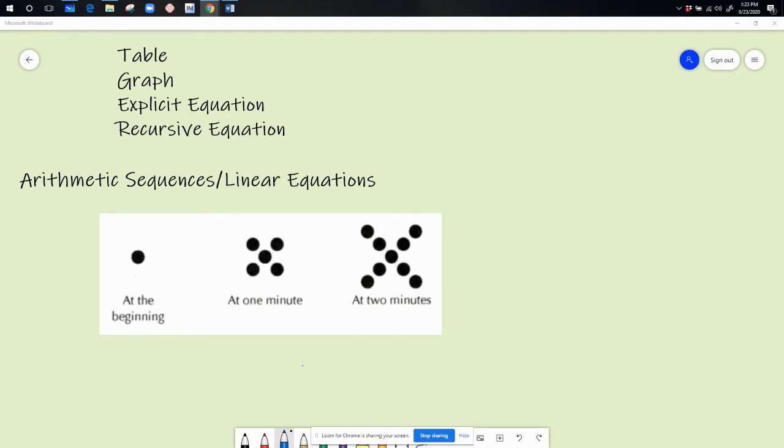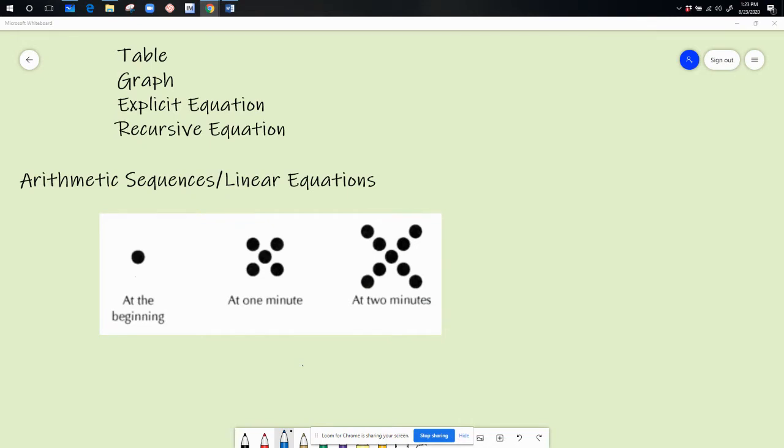All right, the first thing I want you to notice is the dots that you see in the middle of the screen. That's a sequence. You can see at the beginning, at 1 minute, at 2 minutes, you see dots, more dots. You see them growing in a certain way. So the very first question is, describe the pattern that you see in the sequence of figures above. Basically, I want you to talk about how you see it growing.